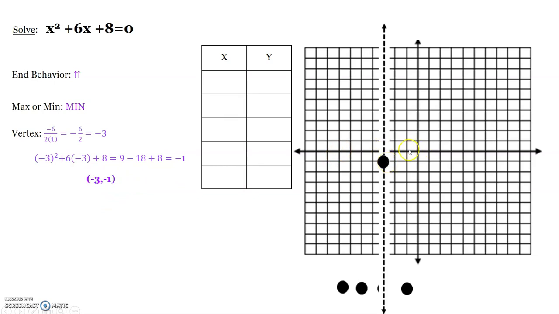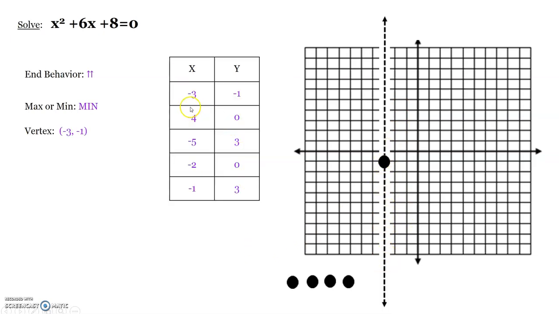I plot my vertex, and then I also plot my axis of symmetry, because remember, when I plot my axis of symmetry, it's much easier to then plot the rest of my points. So now I'm going to find the rest of my points. Again, when I start at my vertex, I can either go down 2 or go up 2 from my vertex x coordinate.